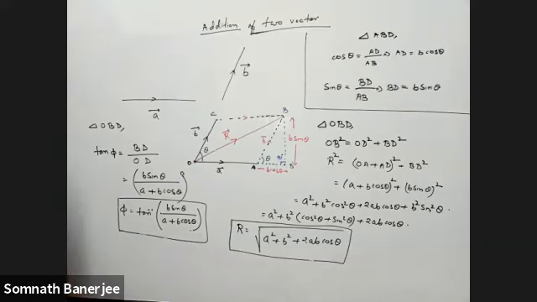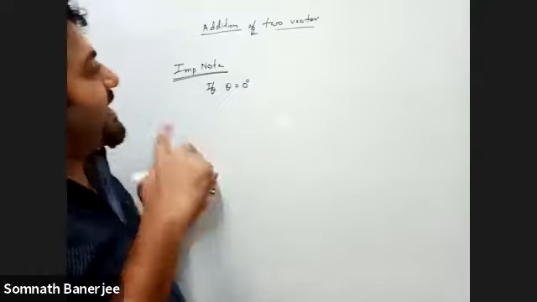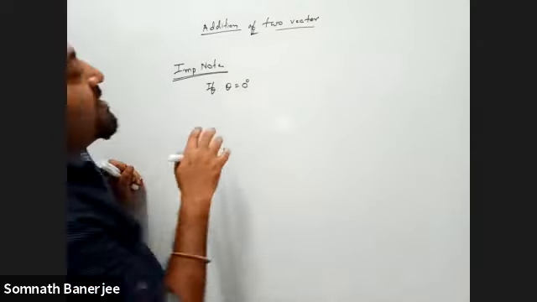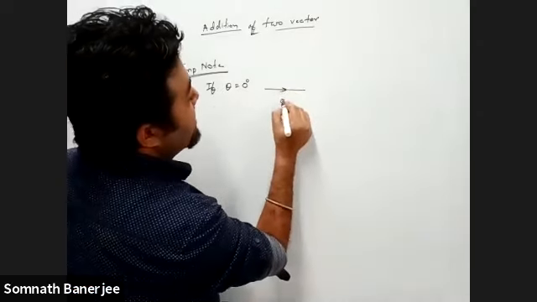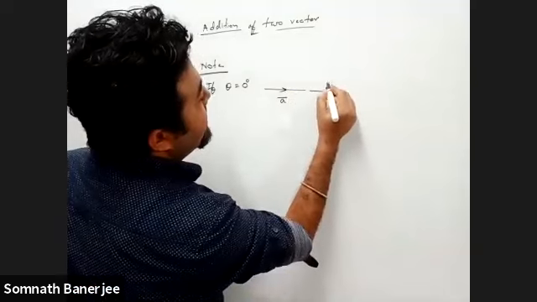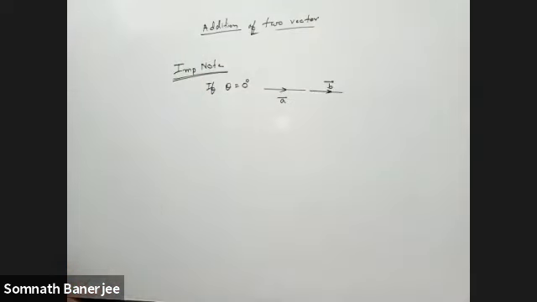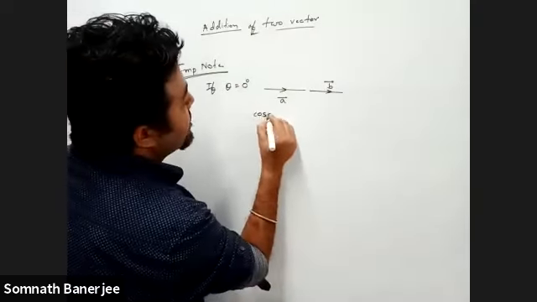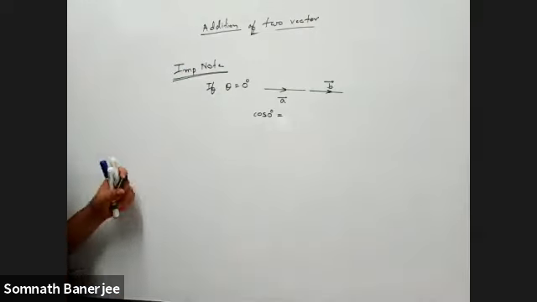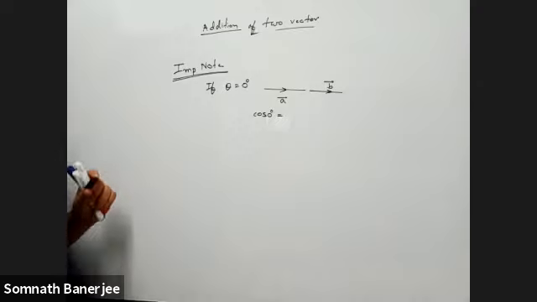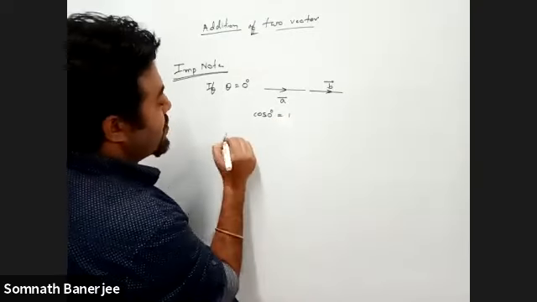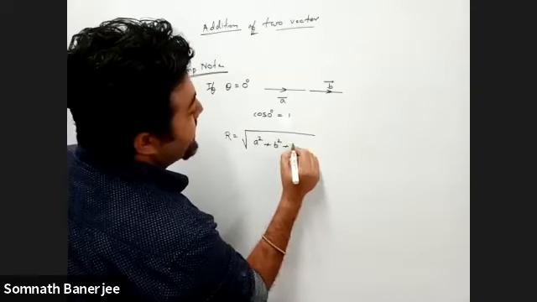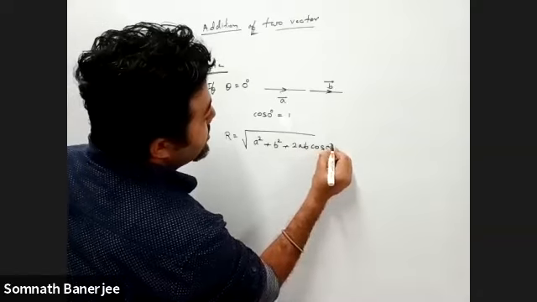First tell me. Yes, sir. Important note: if theta is 0 degree, what do you mean by theta is 0 degree? The angle between A and B is 0 degree. That means vector A and vector B are in the same direction. So if vector A and vector B are in the same direction, then cos 0 is how much? Tell me anyone. Sir, 1. So what we can write, R is equal to A square plus B square plus 2AB cos 0 degree.